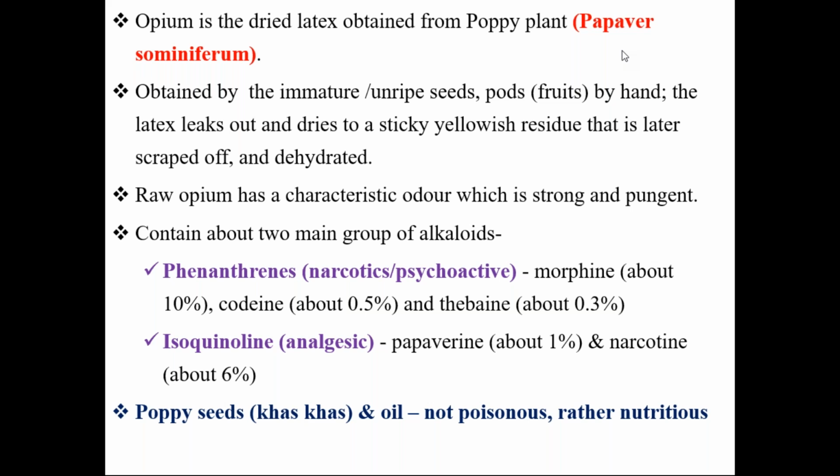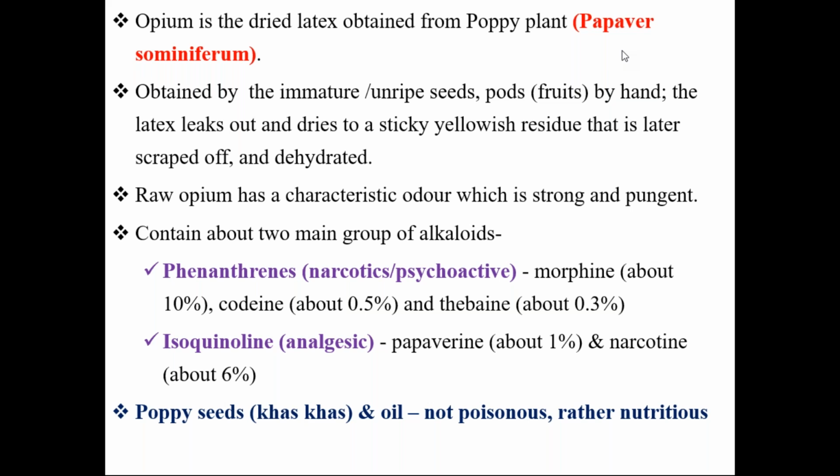So what they will do is they will take this unripe fruit and streak it on the lateral side of the fruit, so that some white sticky material and yellowish residue will come, which is known as latex. Then this latex is dried, taken off, and dehydrated, and it is used as opium.